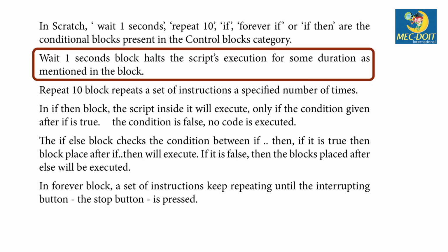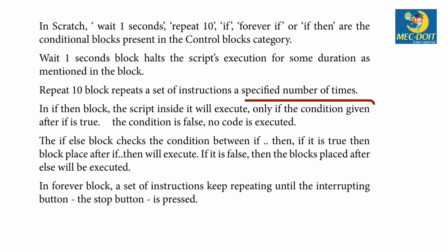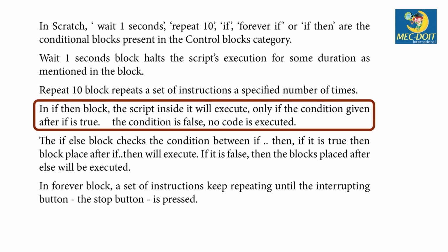The wait 1 second block halts the script's execution for some duration as mentioned in the block. The repeat 10 block repeats a set of instructions a specified number of times. In the if then block, the script inside it will execute only if the condition given after if is true. If the condition is false, no code is executed.